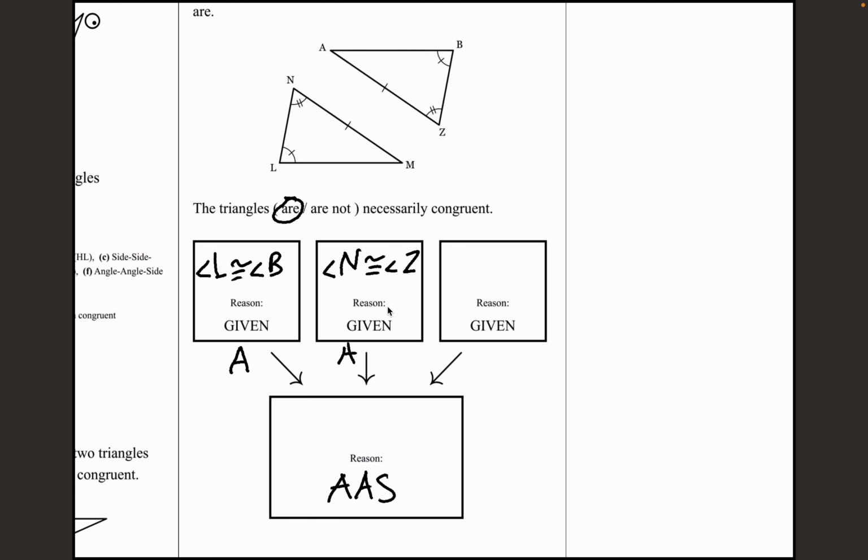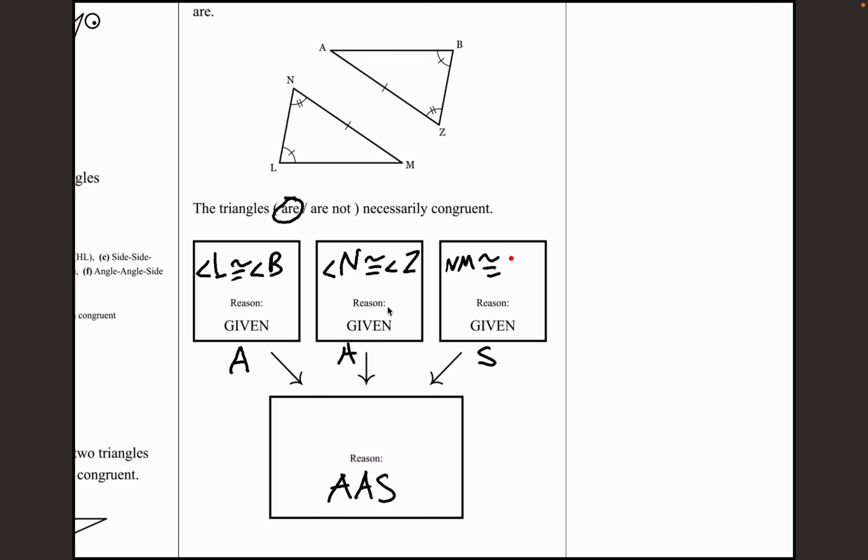N and Z. Perfect. Now, what's my last box going to be? A side. Okay. So when I do my two sides, I have to do two letters. What is my first one going to be? Yeah, NM, or if you flipped it, that's okay, is congruent to AZ.